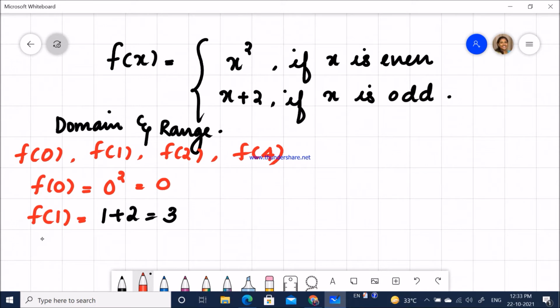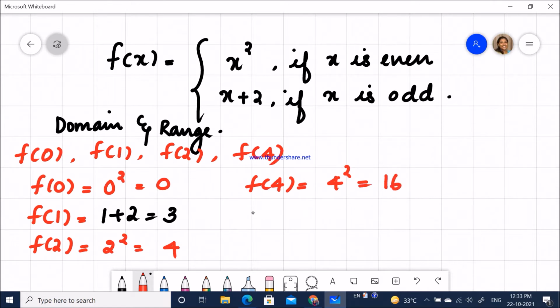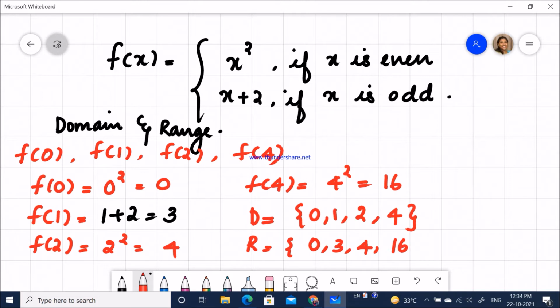Then f of 2 is equal to 2 square, which is 4, and f of 4 is equal to 4 square, that is 16. So the corresponding domain will be 0, 1, 2 and 4. The corresponding range is the corresponding output value, that is 0, 3, 4 and 16. So set of all input values are domain and set of output are range. So the corresponding output we obtained is 0, 3, 4 and 16.